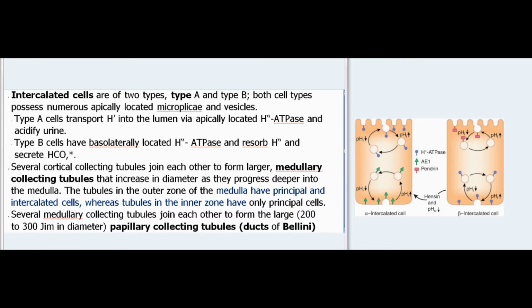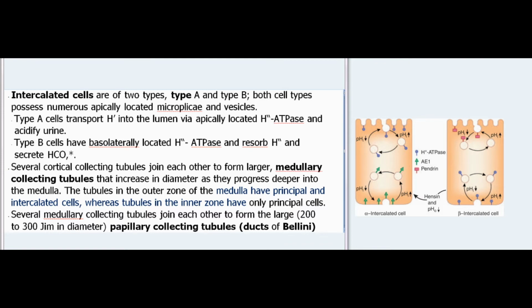Type B cells have basolaterally located H-ATPase and resorb H+ and secrete HCO3-. Several cortical collecting tubules join each other to form larger, medullary collecting tubules that increase in diameter as they progress deeper into the medulla. The tubules in the outer zone of the medulla have principal and intercalated cells, whereas tubules in the inner zone have only principal cells.